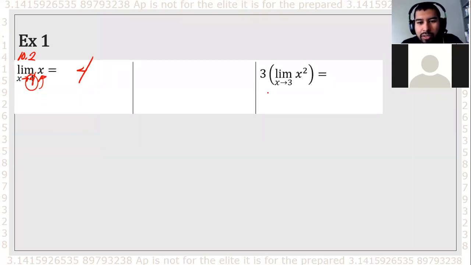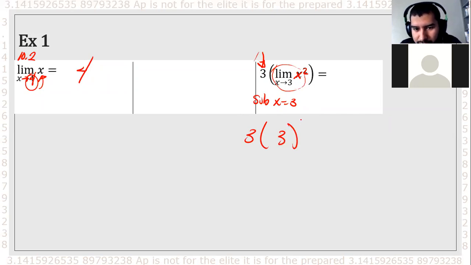Okay. So this one has a lot of stuff going on. It says the limit of x squared. So what I need to do is substitute x equals 3. So all of this is going to be 3 on the outside, right? Because there was a 3 on the outside, it just stays. The limit is going to be 3 squared.